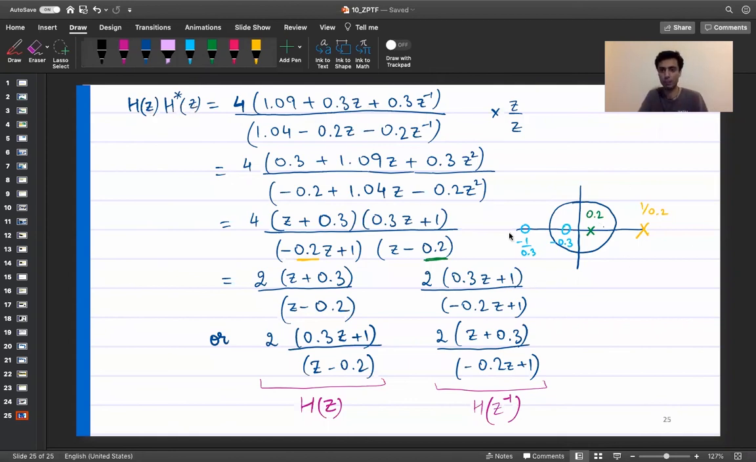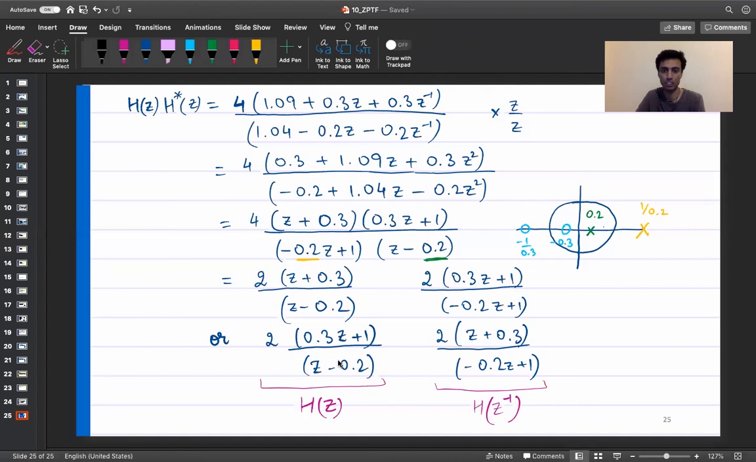So if I draw the pole zero diagram, it's something like this. You want to take only the poles which are inside, and the zeros are not required. Zeros can be anywhere, right? They don't affect your stability. The poles should be only inside. So my 0.2 pole should be inside. So this is my H(z), and this will be a part of H(z inverse), or H*(z), right? And in this way, I could split. Now this zero could be a part of either H(z) or H*(z), doesn't matter. So these two possible implementations I will get.